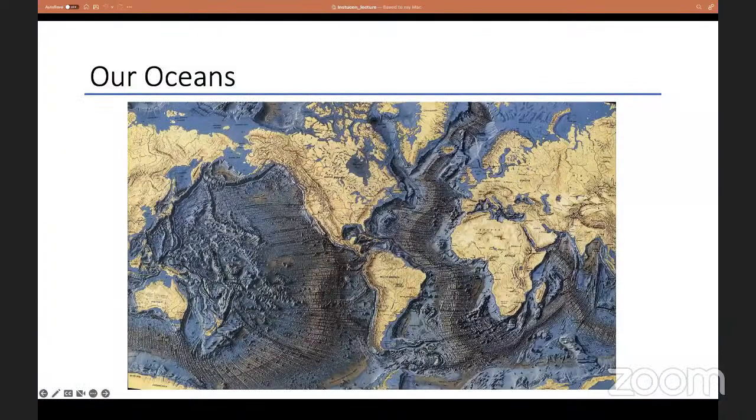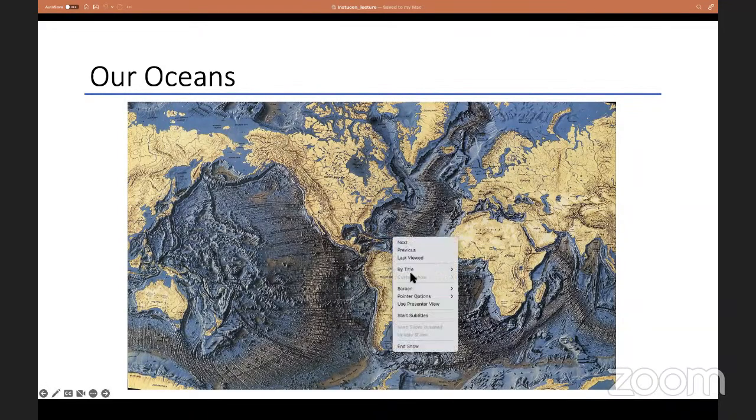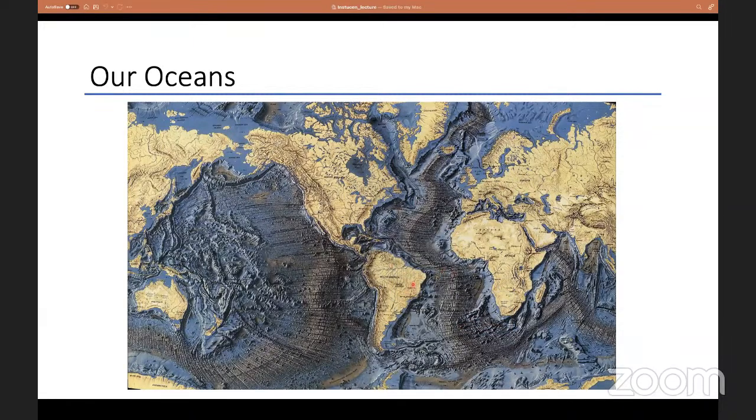we are more or less familiar that we have five oceans on Earth. Just to name a few, we have the Pacific, the Atlantic, the Indian Ocean, the Arctic Ocean right on the top, and the last one is the Southern Ocean, which surrounds Antarctica.